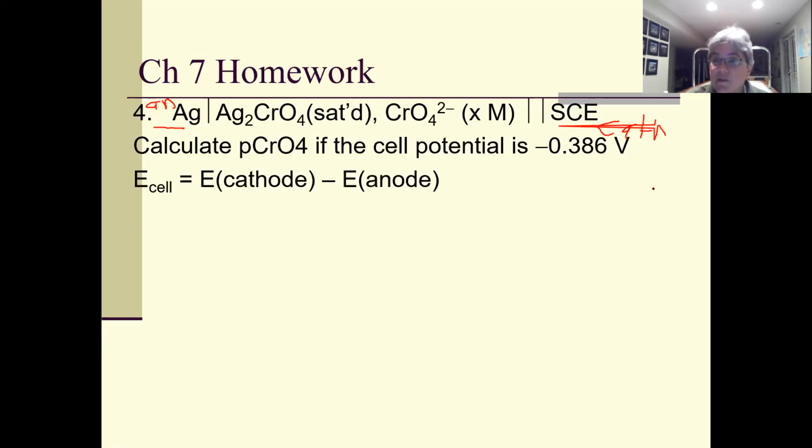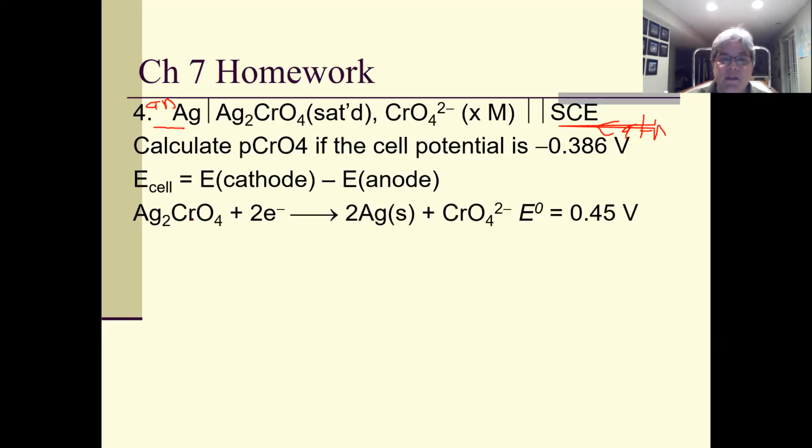All right, so notice here the reference electrode's the cathode. This is not the usual way. So now we have to set up the equation. So we need to know what's that reduction for this silver chromate. So that's that reaction, and you can find E0 for that. And then we're just going to put it into the E cell, cathode minus the anode.